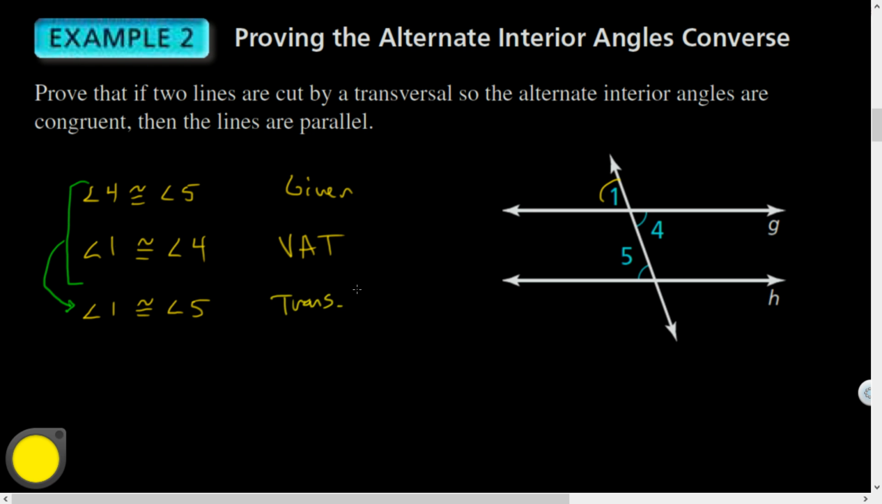And is this transitive property of congruence or equality? I'm going to call it congruence because we're dealing with congruence, right? Makes sense. Okay, 1 is congruent to 5. Check this out. I'm going to say that H is parallel to G. What types of angles are 1 and 5?